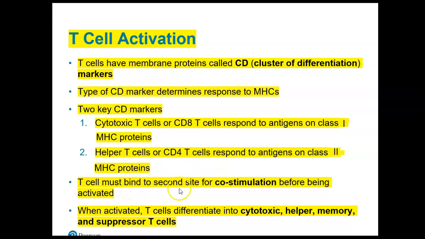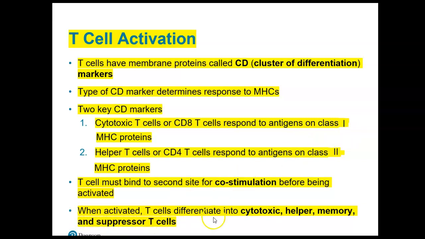But the T cell must bind to a second site for co-stimulation before it's activated. The immune system is designed to be really, really careful before it responds. Because when the immune system does respond, if it's wrong, then you have all these symptoms that you don't need, and it can cause side effects that you don't need. So it's especially important for preventing autoimmune disorders. So the T cell, whether it's a CD8 or a CD4, must bind to a second site for co-stimulation before it's activated. So first it has a receptor that has to bind to the antigen itself. Then its CD4 has to bind to a class 2 protein, or its CD8 has to bind to a class 1. So those two things have to happen.